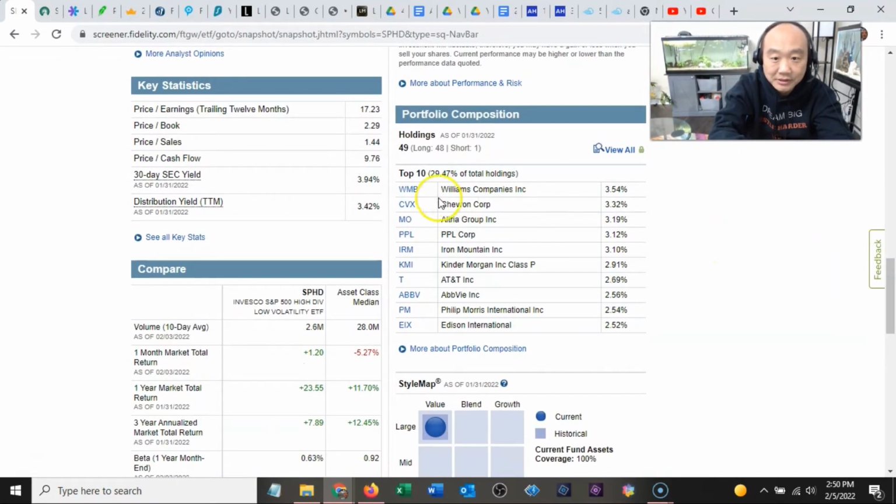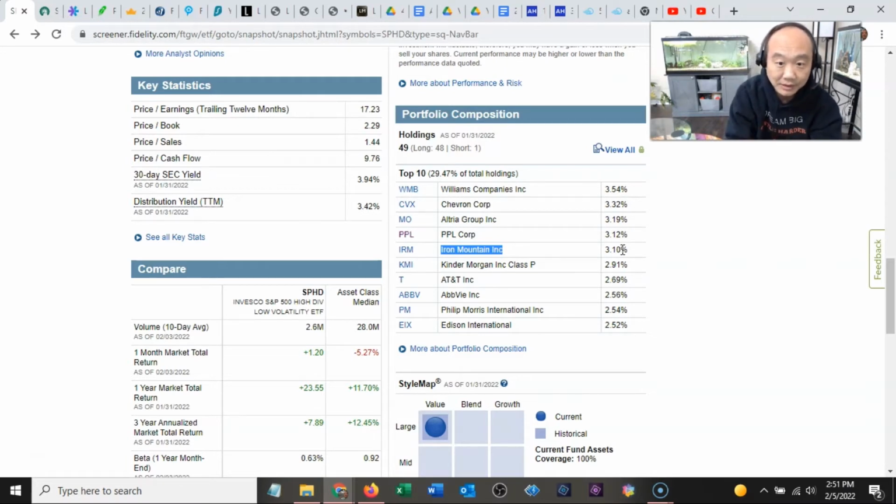Let's take a look at the composition. So we're looking at energy, looks like. So 3.5% in Williams Companies, Chevron, those two energy companies. Tobacco, always been known for the dividends. PPL, also an energy holding company for US and the UK. Iron Mountain is definitely, if you haven't seen my video on Iron Mountain, I break down all the details in Iron Mountain. I'll put a link somewhere, or in the link in the description below.